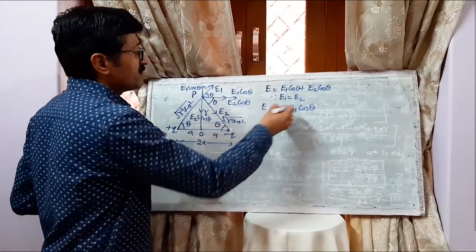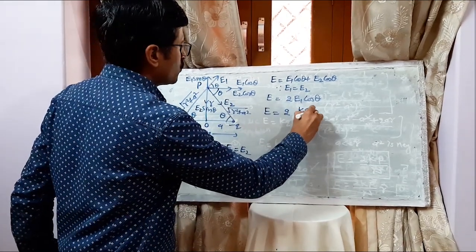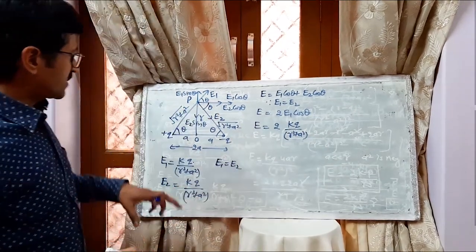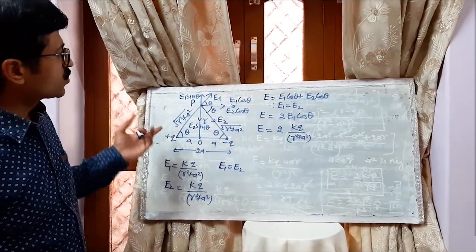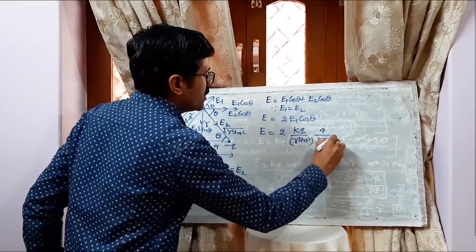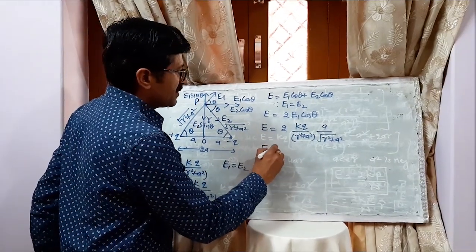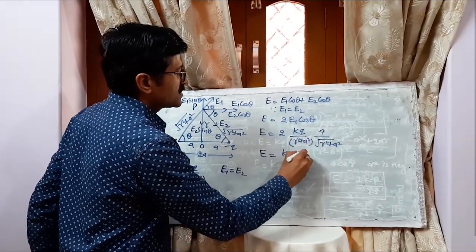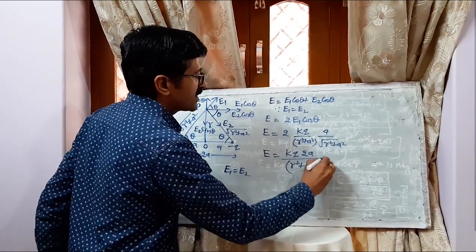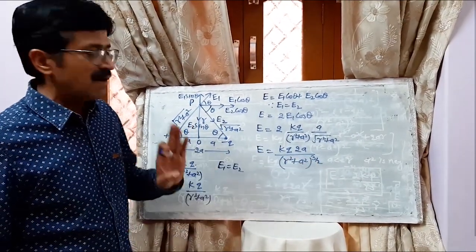Then what about the values? E will be equal to 2 E1, that you know, kq upon r square plus a square. What about cos theta? In this triangle, you can take cos theta as base upon hypotenuse. So it will be a upon under root of r square plus a square. Then E will be equal to kq into 2a upon r square plus a square to the power 3 by 2.